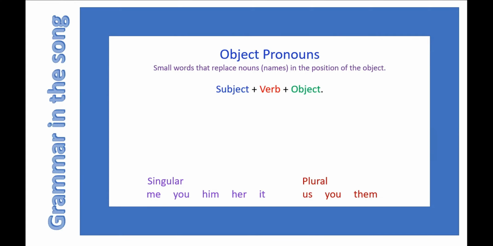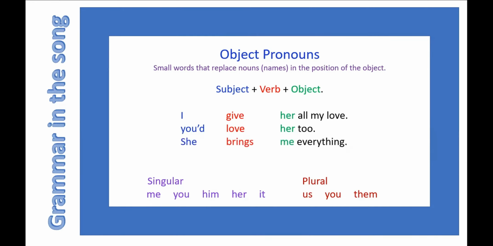Let's see some examples in the song. First, I give her all my love. In this case, the object pronoun is her. So I give a woman, I give a female person all my love. The object is her. Another example is this. You'd love her too. You would love her, that person, that woman.